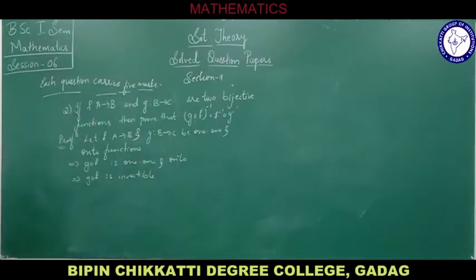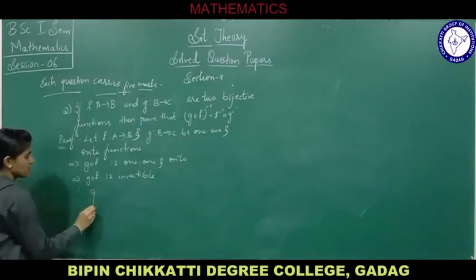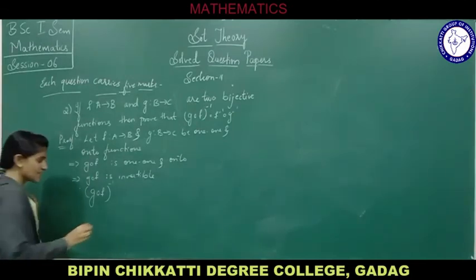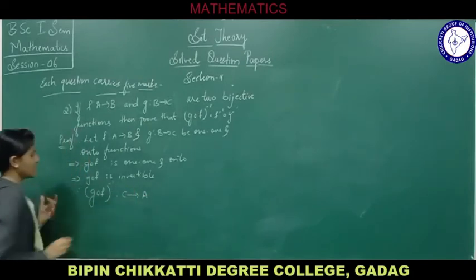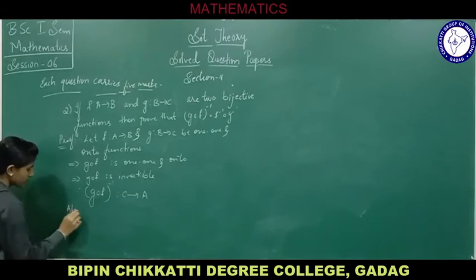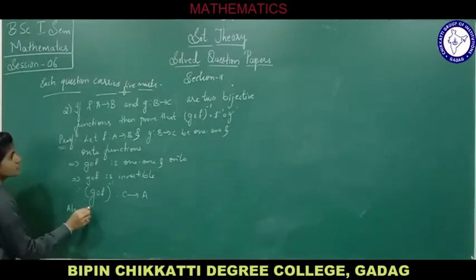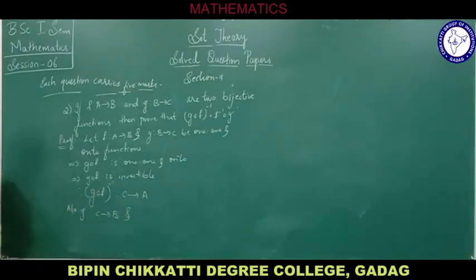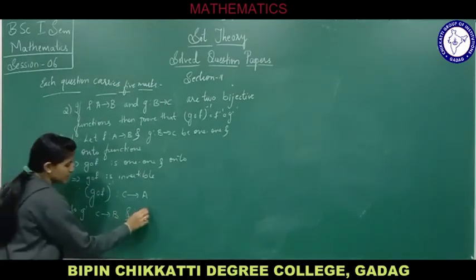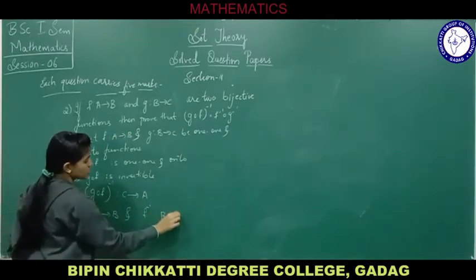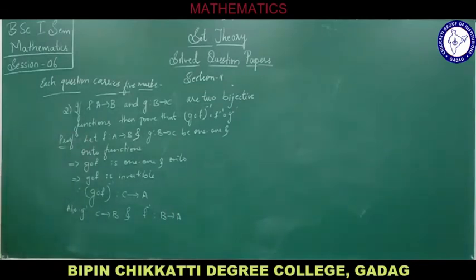If it is invertible, then therefore (g∘f) inverse is going to be a function from C to A. Also, g inverse, if g is from B to C, is going to be a function from C to B. And one more thing, f inverse: if f is a function from A to B, then f inverse is going to be a function from B to A.